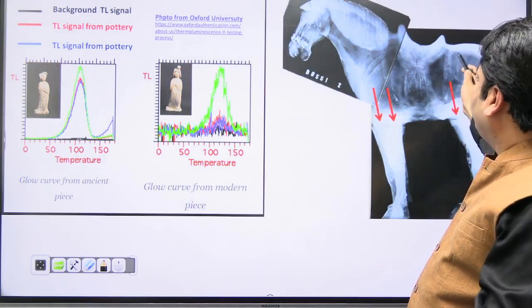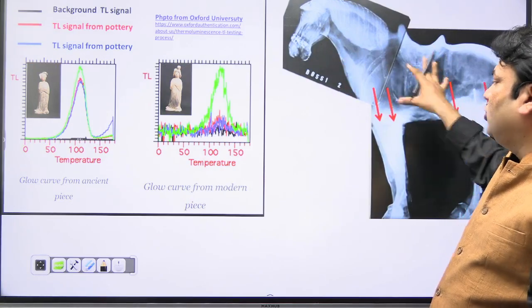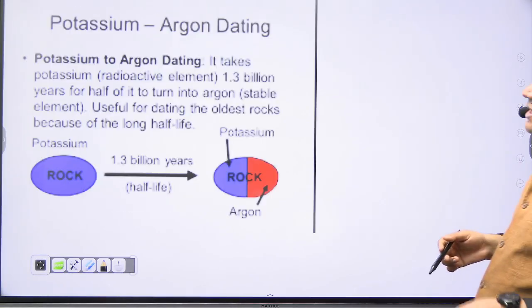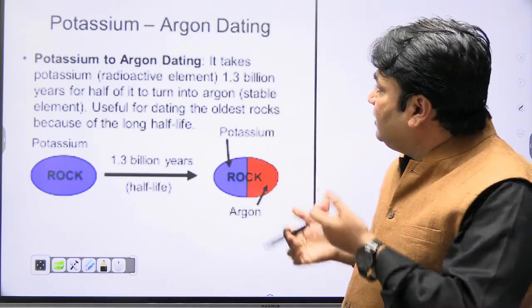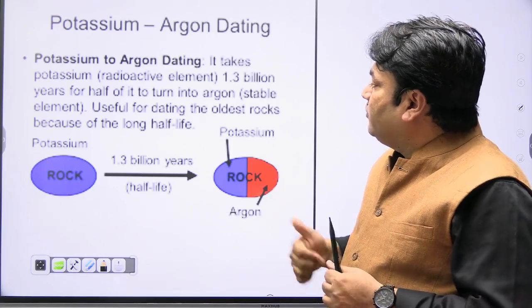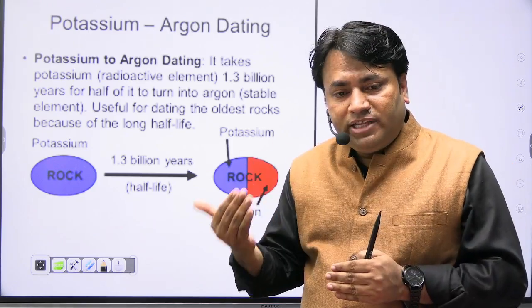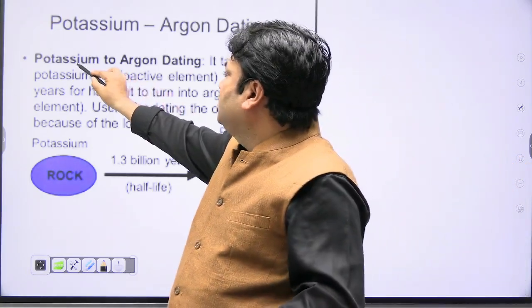Got it? So suppose this is also a pottery and this is what? Blue light, thermoluminescence. So in this way pottery age is determined. There is another method, potassium argon dating method, and this is also a method that is used for absolute dating. Okay, so here how is this method used?